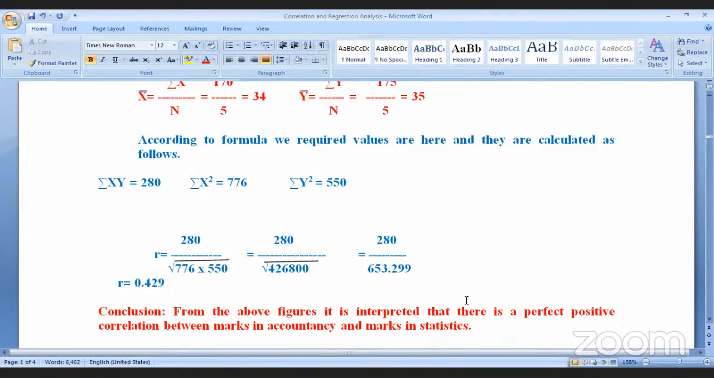Okay, finally you got the total, the value is r equals 0.429. So the conclusion here, from the above figure, is interpreted that there is a perfect positive correlation between marks in accountancy and marks in statistics. In this way, we need to write. Okay, I think you understood this problem.